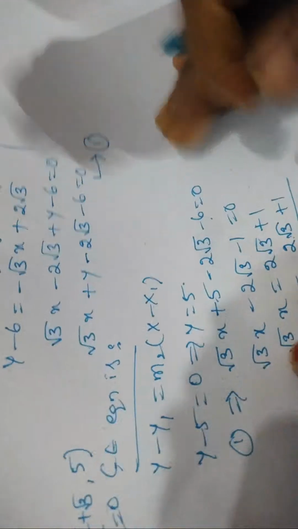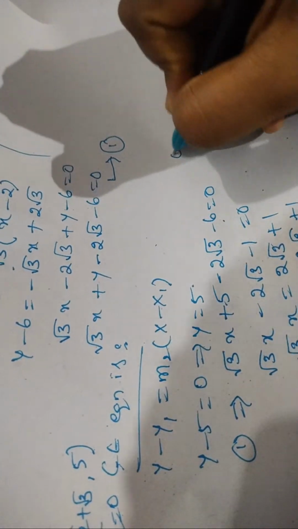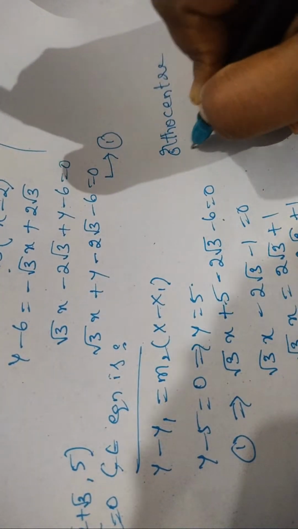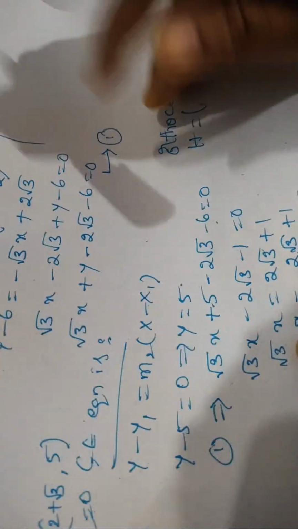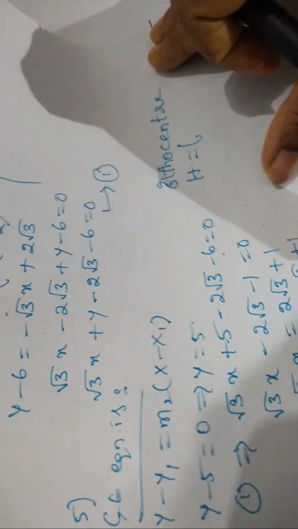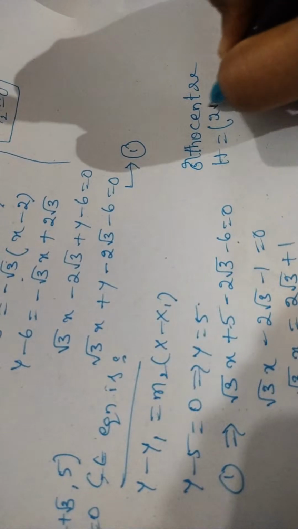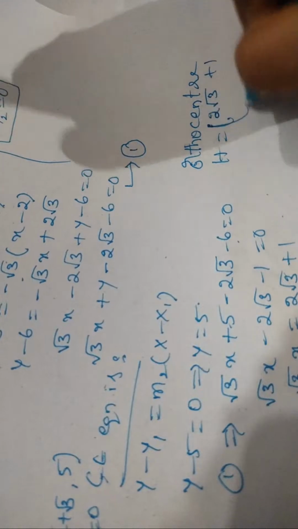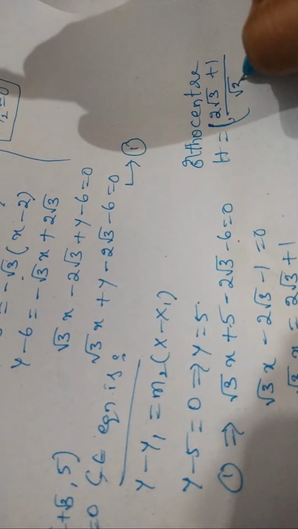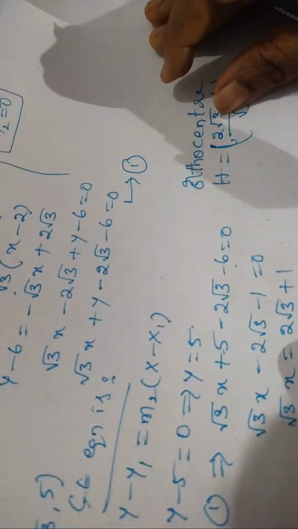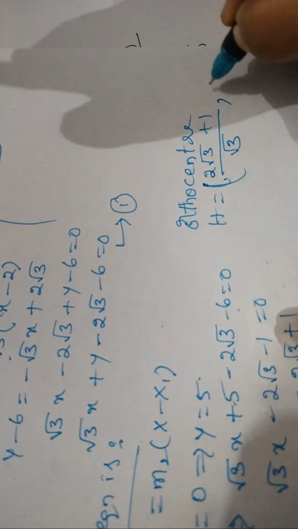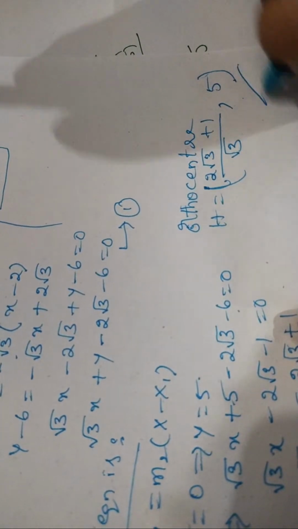Now the orthocenter is x comma y. So write the orthocenter. What is the orthocenter we got? Orthocenter H is equal to x comma y. X, how much did we get? 2 root 3 plus 1 divided by root 3, comma, what is the y value? Y we got 5. The value of y is 5. So this is the orthocenter.